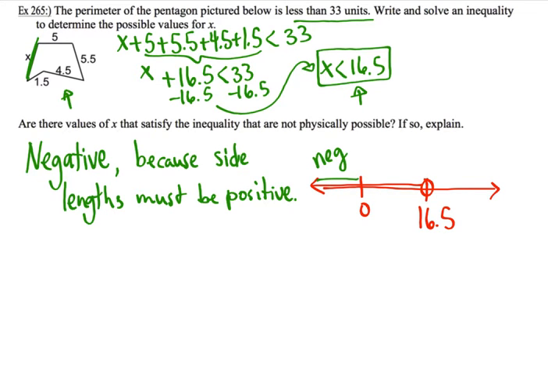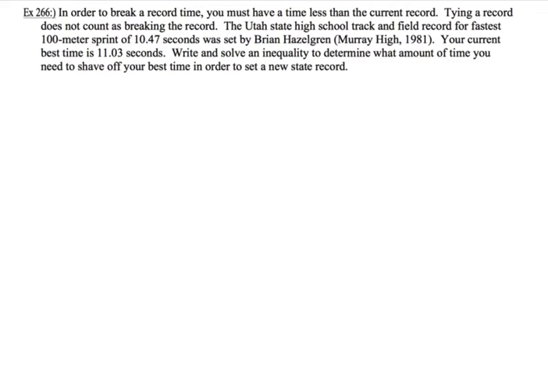Okay. Next example. In order to break a record time, you must have a time less than the current record. Tying a record does not count as breaking the record. The Utah State High School track and field record for the fastest 100-meter sprint of 10.47 seconds was set by Brian Hazelgren, Murray High, in 1981. So it's actually stood for quite a while, almost 40 years now.